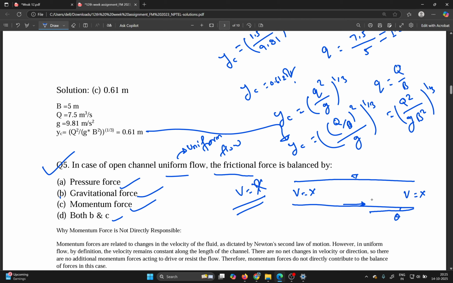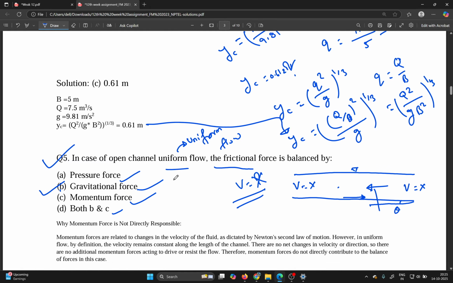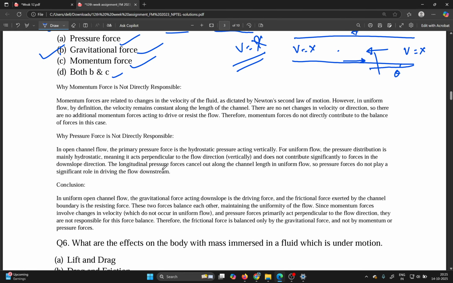For the gravitational force, you have two components, one in the downward direction, another along the bed. Momentum force here will not exist, because momentum force relates to velocity changing. Here velocity is not changing, so this is not the case. And the pressure force is in your vertical direction, but we are discussing the frictional force, which is along the bed. So definitely you have only one option, the gravitational force. So in open channel uniform flow, your gravitational force balances the frictional force. Remember.